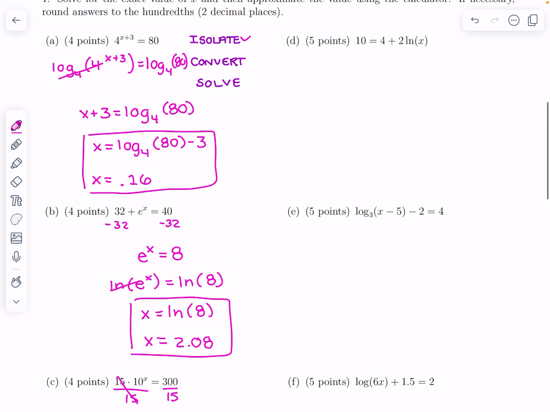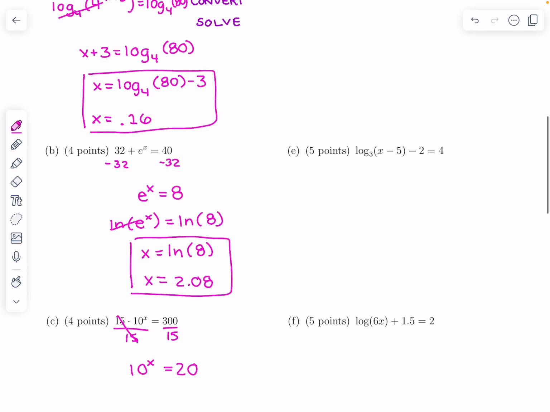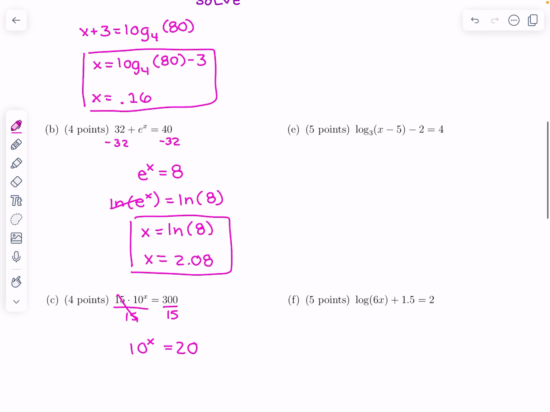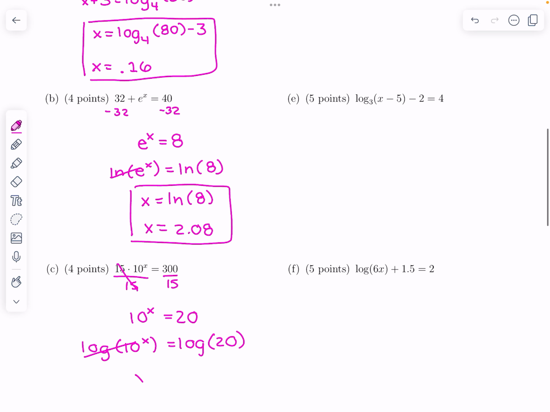I've isolated. I have 10 to the x on one side by itself. My next step is to convert. So I'm going to take log base 10 of both sides. That's just the common log, log. So I'm going to take log of both sides. That's base 10. So I get an exact answer of x equals log of 20.